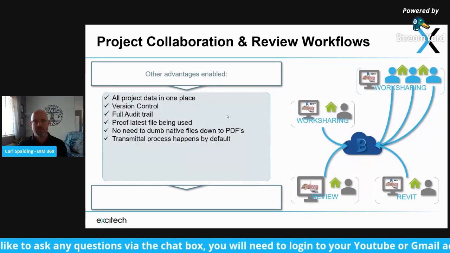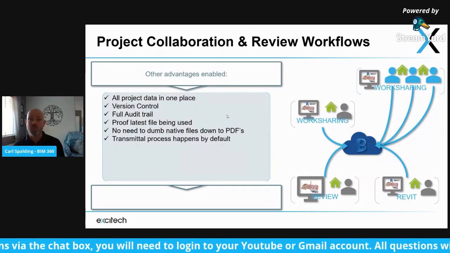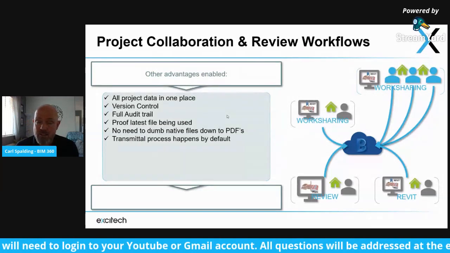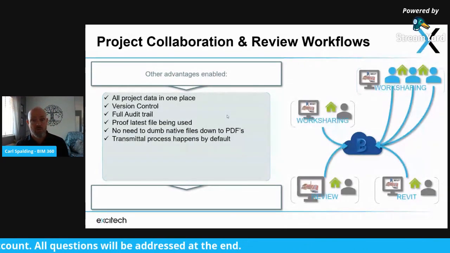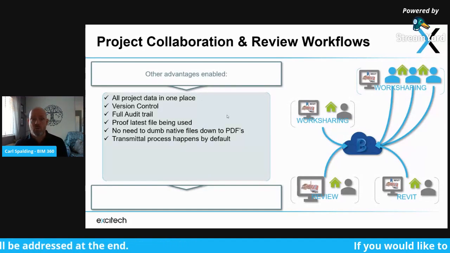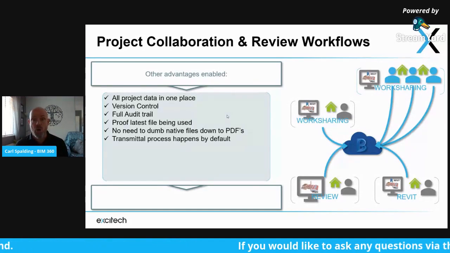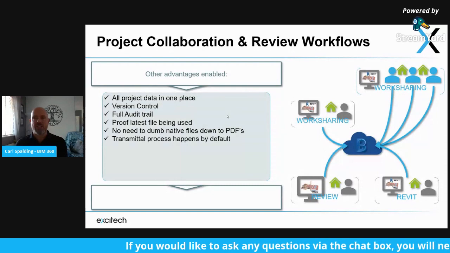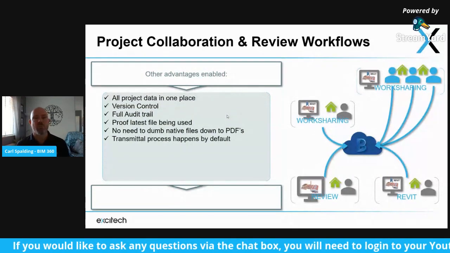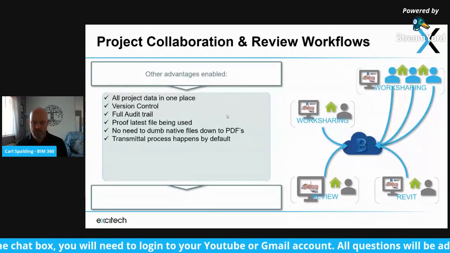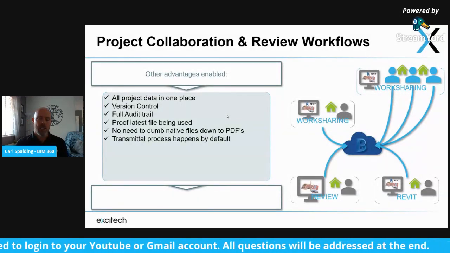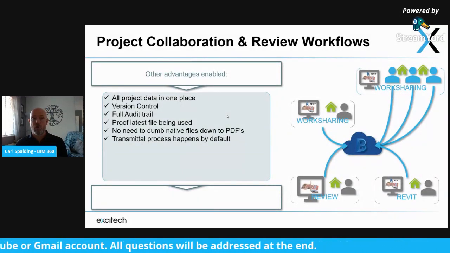So a couple of other things, difficult to visualize some of this, but all of your project data is now in one place, and all of your different teams, whether they're just reviewing, whether they're working on Revit or AutoCAD, or if they're doing the work sharing, it's all in BIM 360. We put nothing on the server at this point. There was no need to put anything on the server. It's all just available in BIM 360 in project folders.